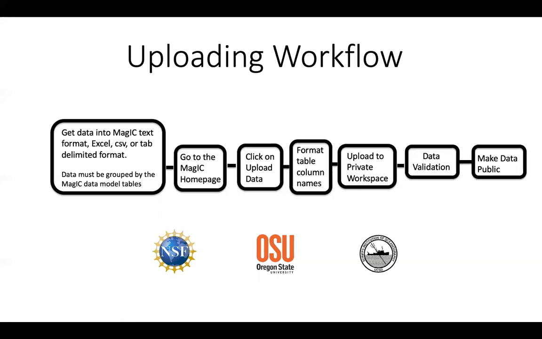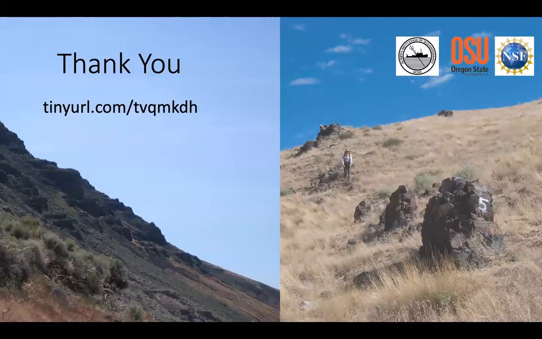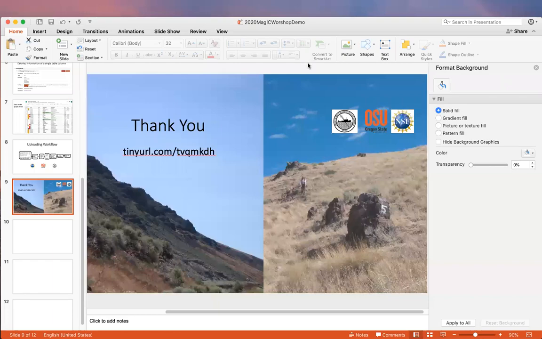So the process here is I'm going to take an Excel file from a published paper, group it into the various tables, then go to the MagIC web page, upload the data into our upload GUI, format the table columns, and then get that all working and upload into my private workspace. And then run the validation tool, and then it would be ready to be made public. So that's it for this part.